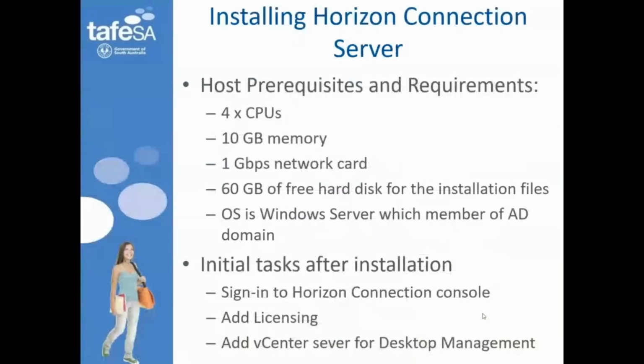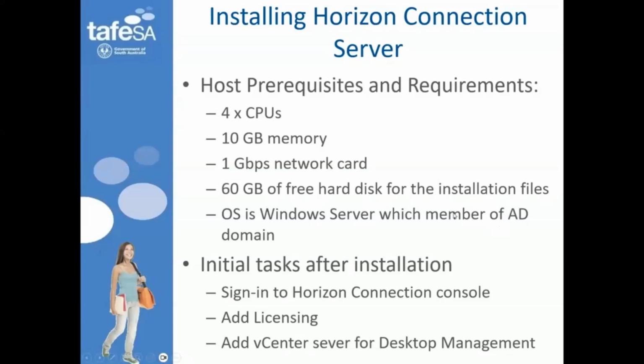What about the Horizon connection server itself? If you remember last week, we said that the Horizon connection server is actually installed on top of a Windows server, which is a member of the Active Directory domain. So we need a minimum of 4 CPUs, 10 gigs of memory, a 1 gigabit per second network card, which is normal, 60 gigs of free space, and the OS would be a Windows server, which is a member of the Active Directory domain.